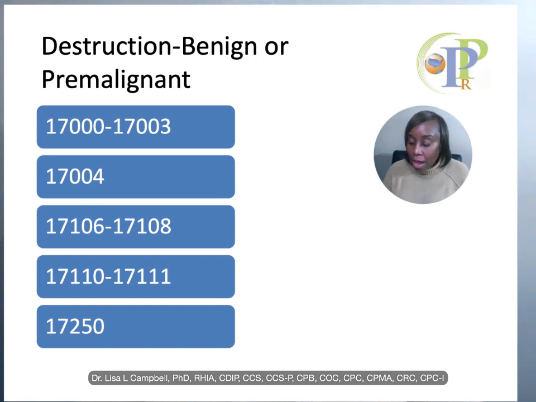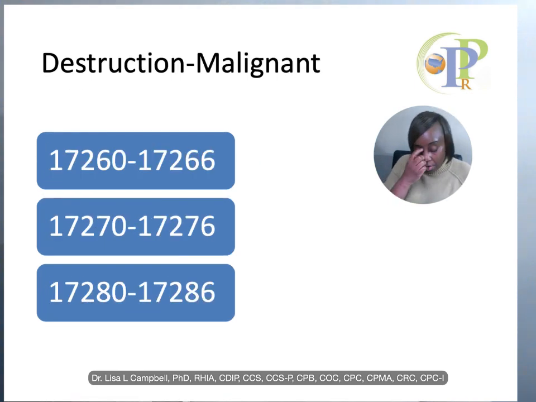Immediately after that, you have cutaneous vascular proliferative lesions. Immediately after that, with 17110, you have more destruction codes, but these are for benign lesions other than skin tags. We've talked about skin tags before, or cutaneous proliferative lesions. So it's telling you, hey, these codes are not for those types of lesions. All right, so then after that, on page 118, we have our codes for destruction of malignant lesions.